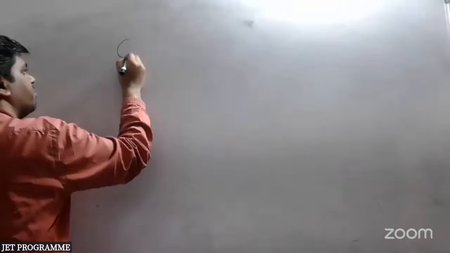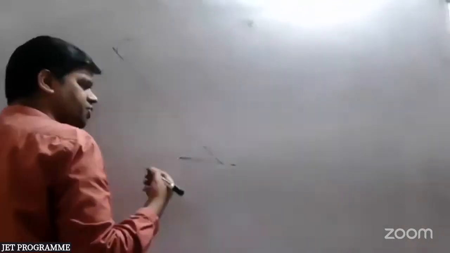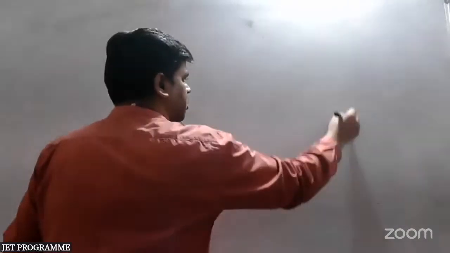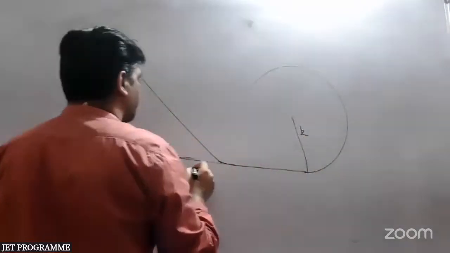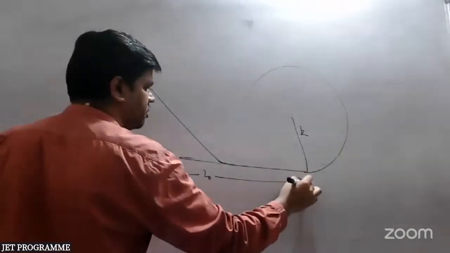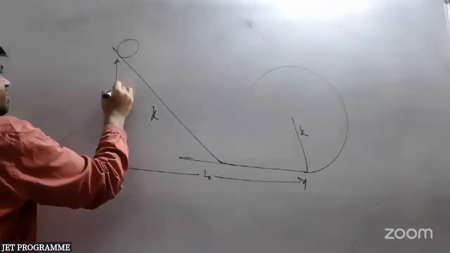yeah, we haven't done this one. This is a block coming down the incline. This angle of inclination is not given. It is looping the loop here. Radius is r. All right. Distance from here to here is L naught. Coefficient of friction is mu. This height is h.